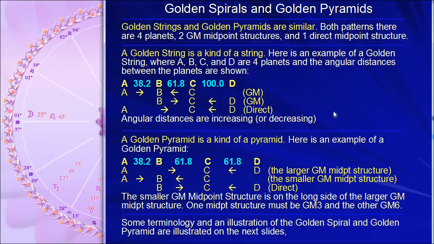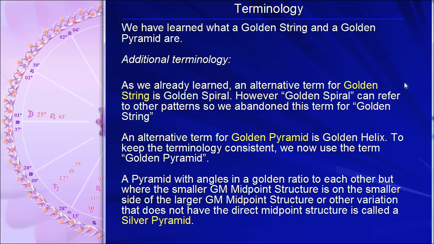We're using this idea like gold is the most precious metal, and then silver, maybe not the most precious, but you get the idea. We often have metals like gold and silver. So a silver pyramid is similar to a golden pyramid, but does not have 2 golden mean midpoint structures and a direct midpoint structure, so it's not quite as powerful. So there you have the terminology and what goes on.